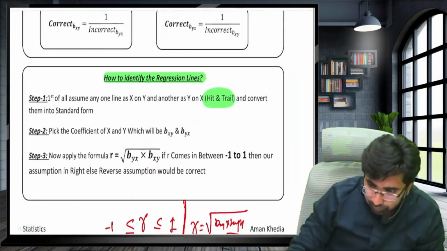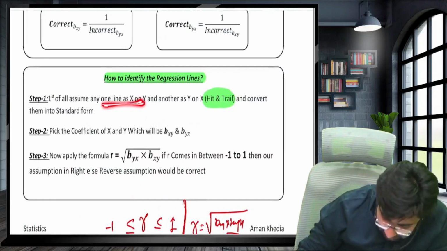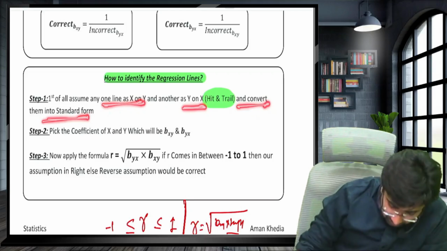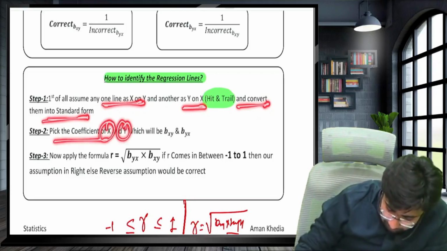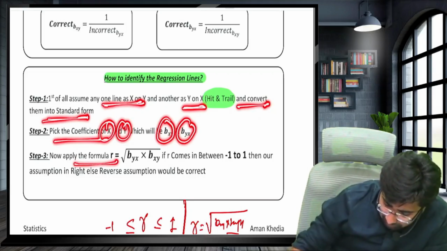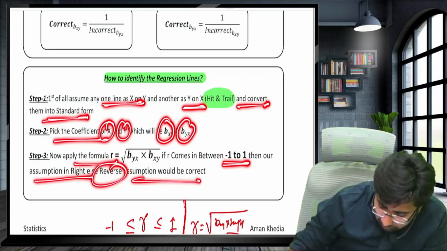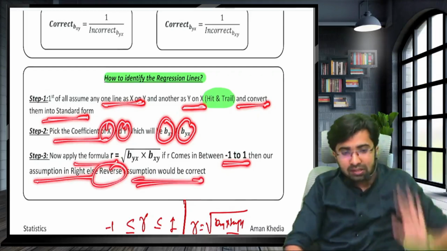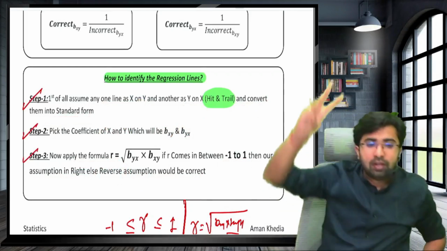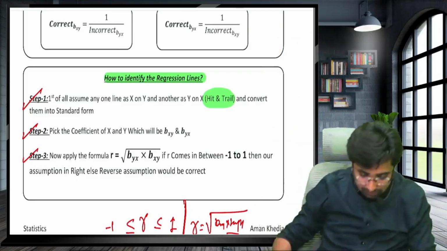See guys, first of all, assume any one line as x on y and another as y on x and convert them into standard format. Now pick the coefficients of x and y, which will be b x on y and b y on x. Now apply the formula for r. If r comes between minus 1 to 1, then our assumption is right, else the reverse would be correct. Guys, just tell me now whether these three steps, step 1, 2 and 3, are clear or not. Yes, sir. Done guys. Now let's move forward.